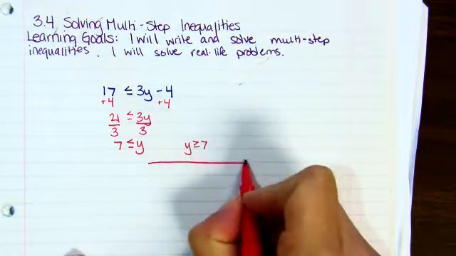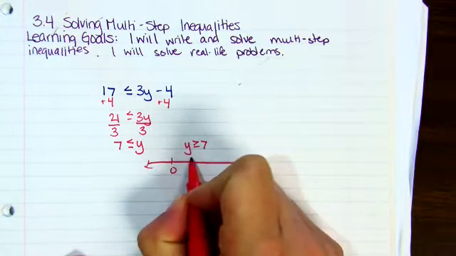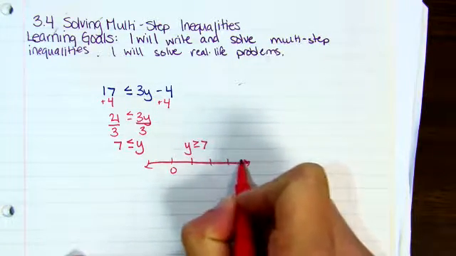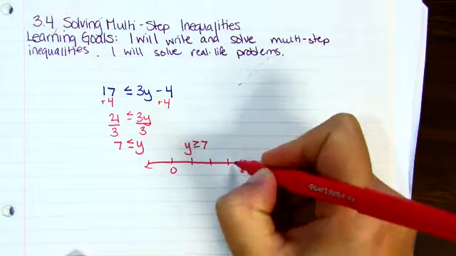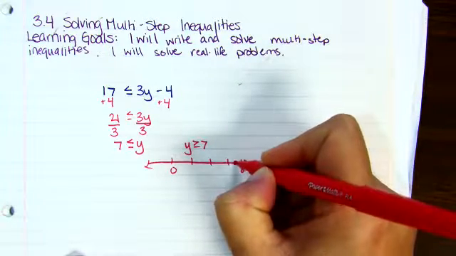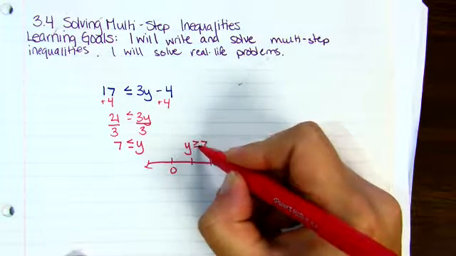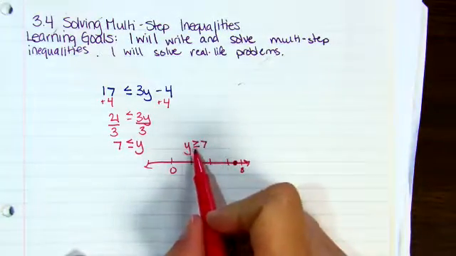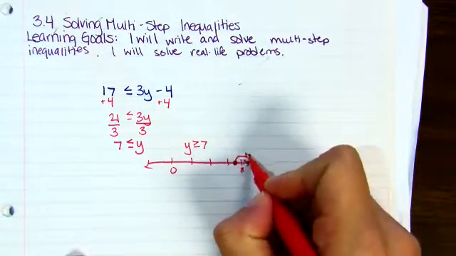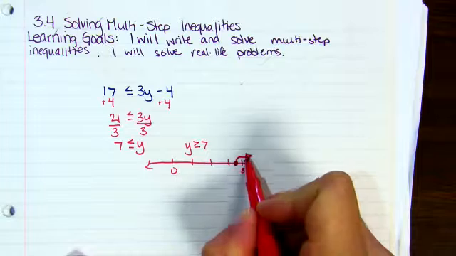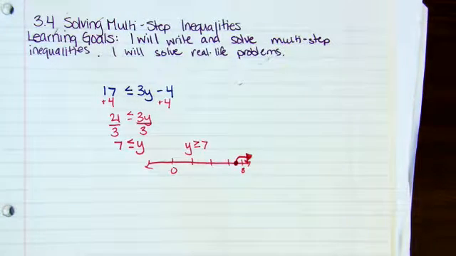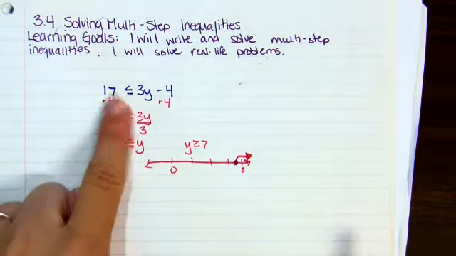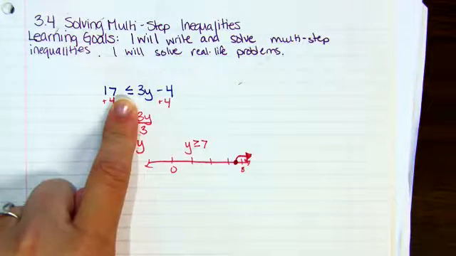So I put out my number line, 2, 4, 6, 8. So 7 is going to be here. It's going to be a filled in circle because it's greater than or equal to. And we're talking about numbers that are greater than 7, so we're pointing toward positive infinity. So like I said, exactly the same as before. Just in this case, we have an inequality symbol instead of an equal sign.